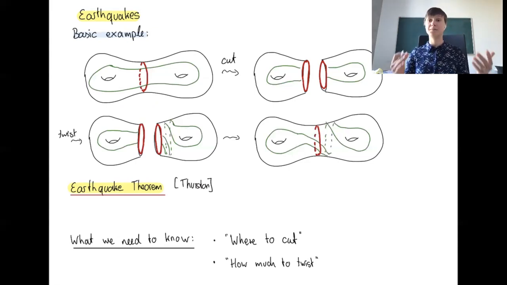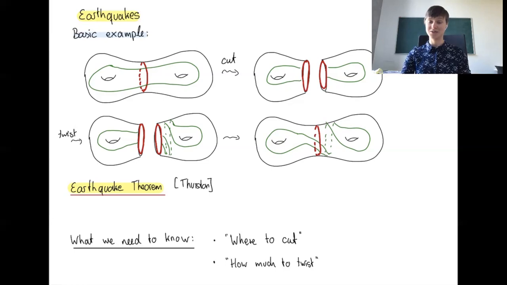So this is just a very basic example of an earthquake. In general, earthquakes can be much more complicated. We can not only reglue along one simple closed curve, we could choose several closed curves or a more complicated collection of geodesics on the surface. However, for earthquakes, we are only allowed to twist or shift in one direction.